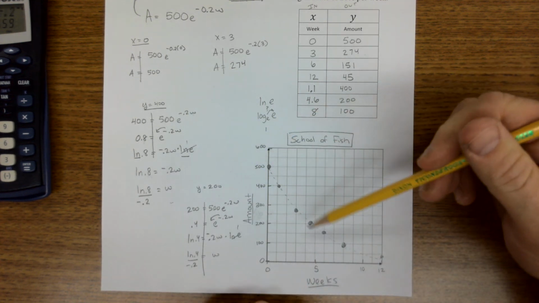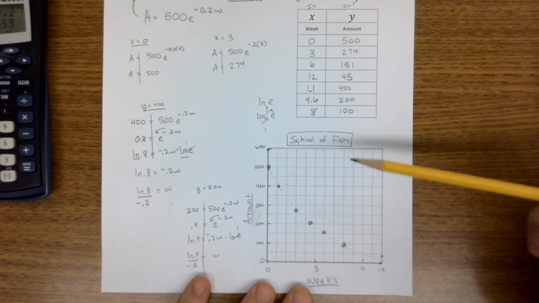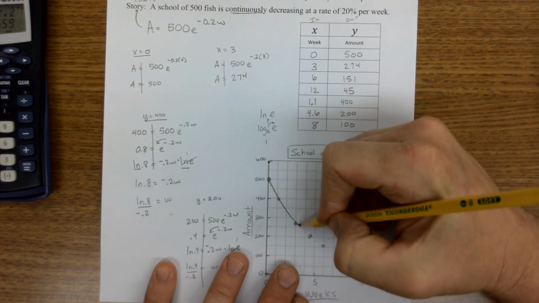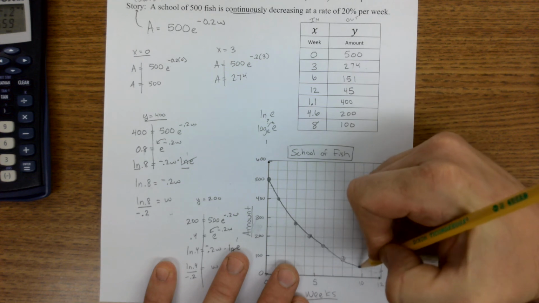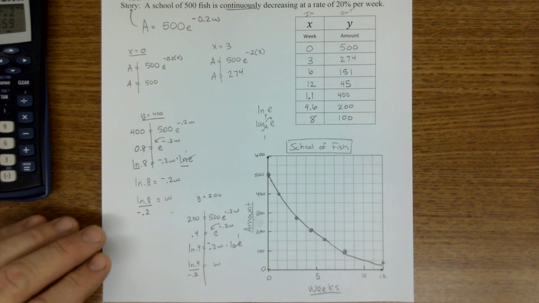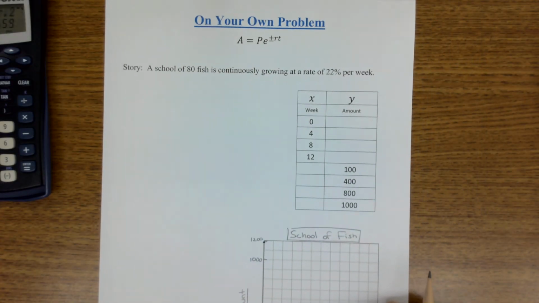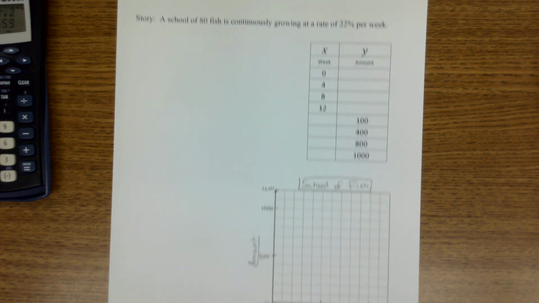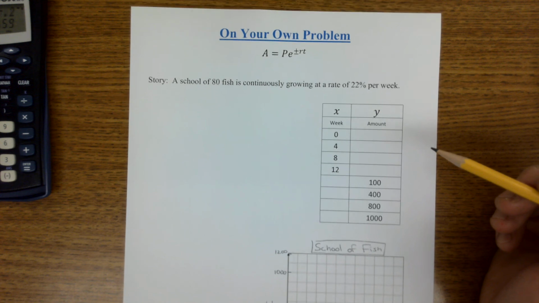All right, so that's how you can use this equation to build this table, to build this graph, and you see it's an exponential decay. It's going down towards the bottom. All right, for your own, if you want to do some extra work, extra credit this time, go ahead and complete this table and this graph down here. Make your own table, make your own graph.